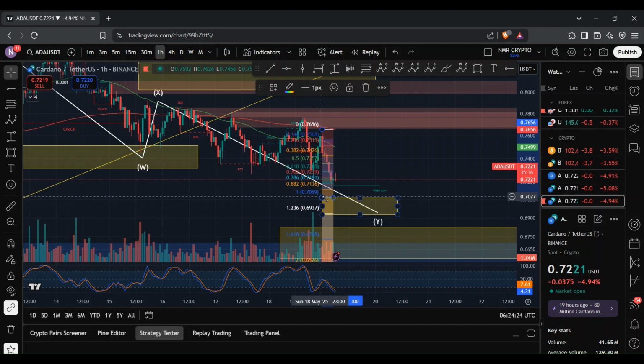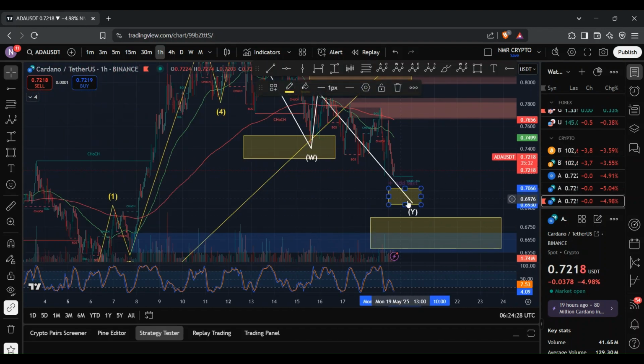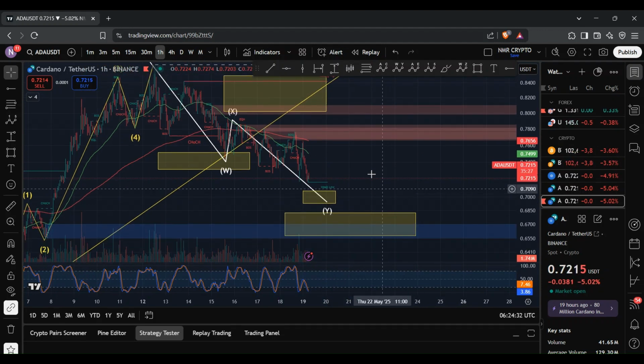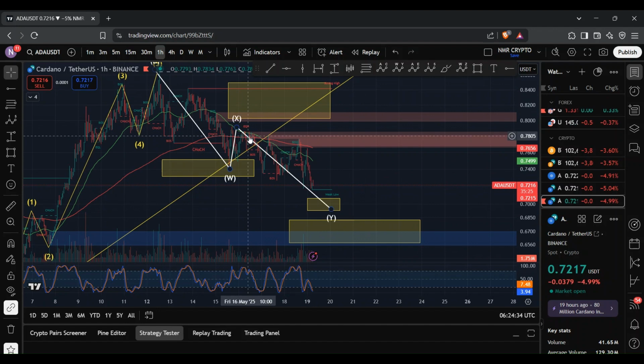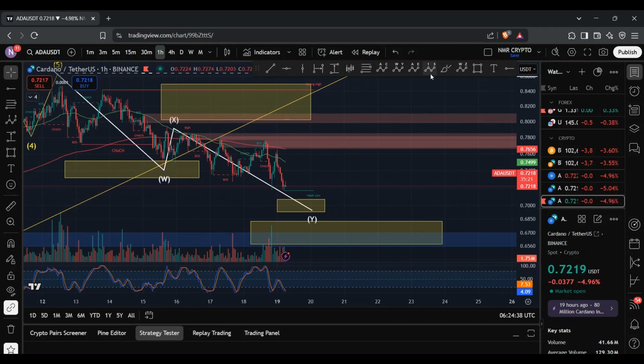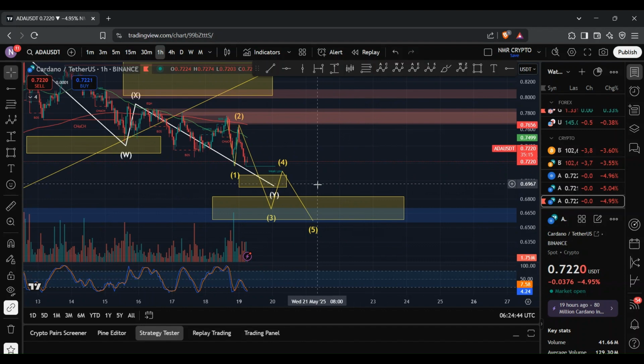And then bring that down to here. And so, yeah, it looks like ADA could actually go even deeper, where we potentially tap into this region here and potentially even this region. So what will be interesting is to see if this Y wave is actually made up of 5 waves rather than 3 waves, where here we have a wave 1, 2, 3, 4, and 5. So something to that effect.